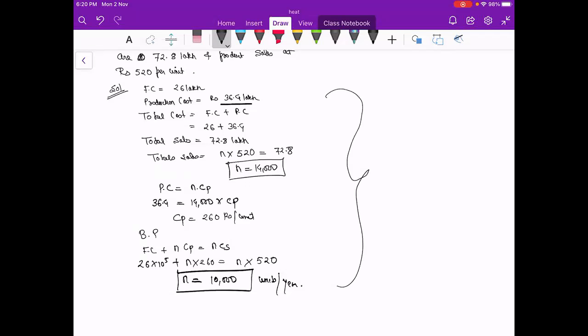See this solution. Is anything difficult in that question? Still, most of the students made a mistake. What it means is that at 10,000, I will get my money back. When I produce 10,001, it will be my profit. Everyone got this?